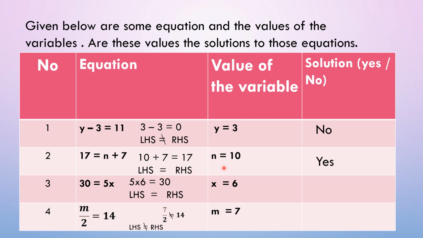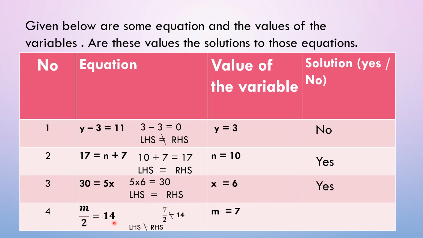Third one, 30 is equal to 5x. So what x value is given? 6. So on the RHS, see 5x. So in the place of x you have to put 6. So 5 times 6 is what? 30. So LHS is equal to RHS. On both the sides we are getting the same value. So x is equal to 6 is the right solution. So yes.